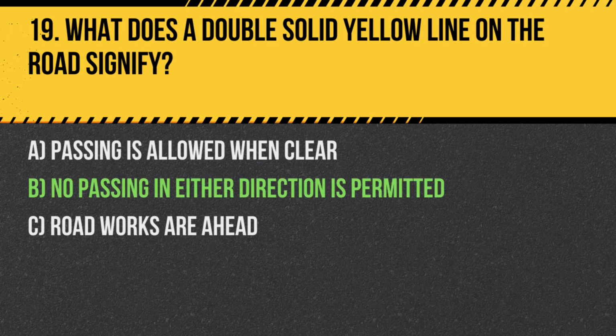Answer. B. No passing in either direction is permitted. Double solid yellow lines indicate zones where vehicle overtaking is unsafe and therefore prohibited.